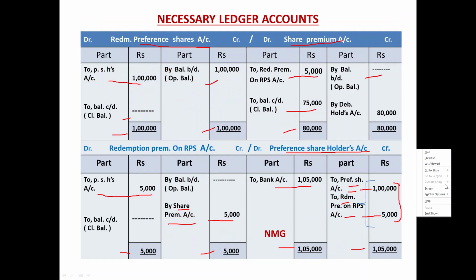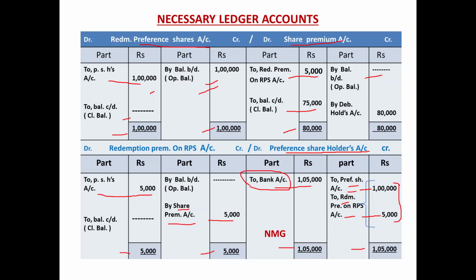While from these 4 ledger accounts, preference share capital, nothing is there which can affect the cash flow statement. Share premium is still open. Redemption premium on RPS, nothing is there, neither cash bank nor profit and loss. But in this preference shareholders account, on the debit side, title came bank. It indicates application of fund. So in the cash flow statement, under financing activities, redemption of RPS 1,05,000.